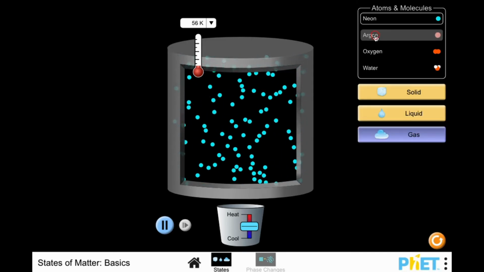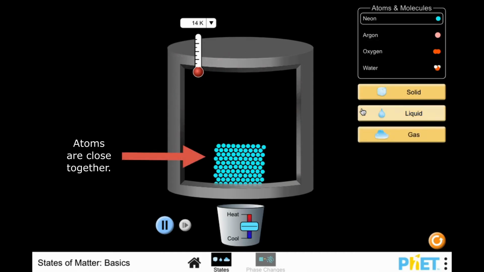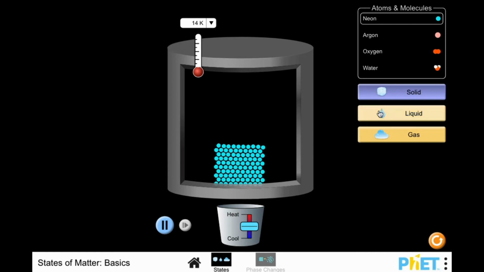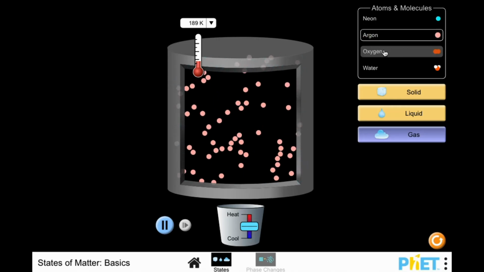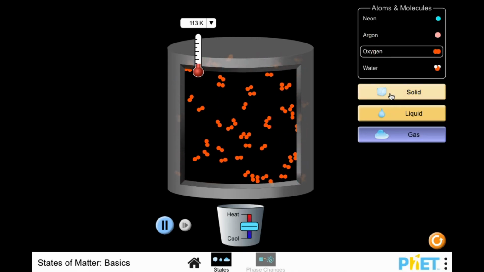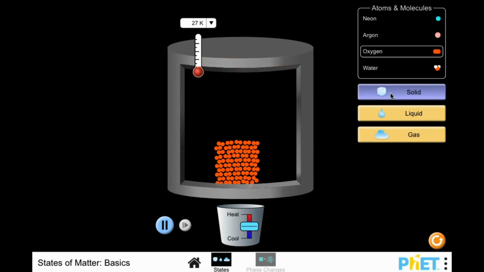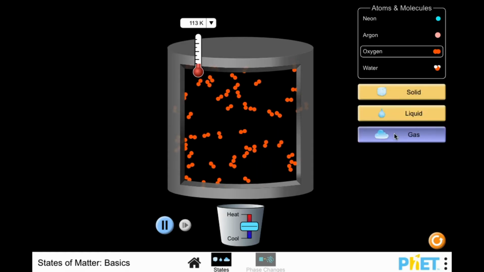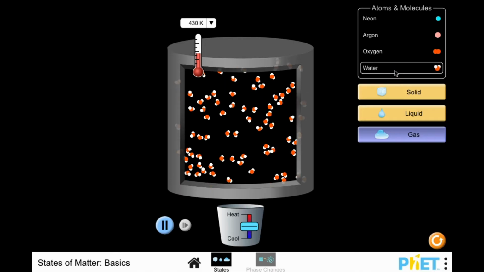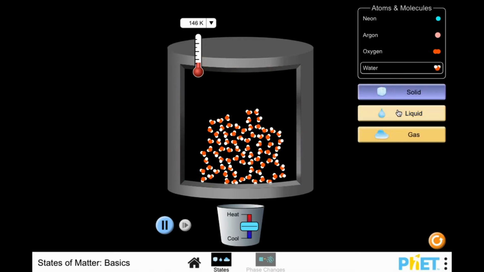Specifically, look at the distance between particles. For example, what happens to the distance between neon atoms as it goes from being a solid to a liquid to a gas? As neon changes states, do the atoms get closer together or do they get farther apart from each other? Compare the distance between particles for neon, argon, oxygen, and water as they change from the solid to the liquid to the gas forms.